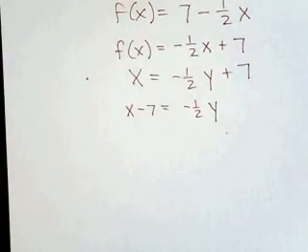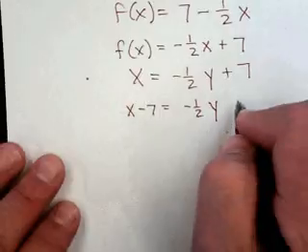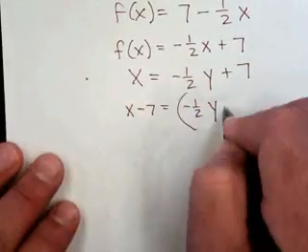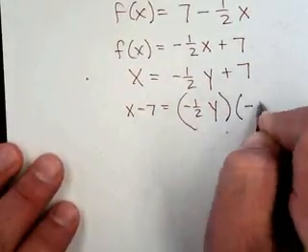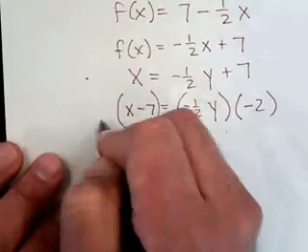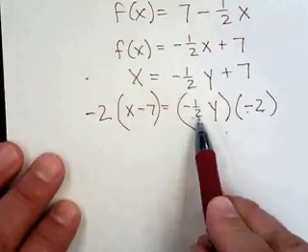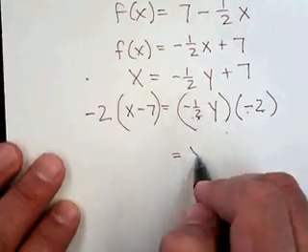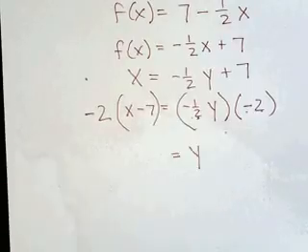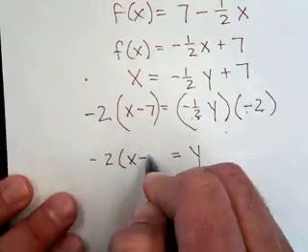All right? Now that we have the x and y switched, you can see that we're going to subtract 7 from both sides and then multiply both sides by negative 2. If you're wondering why I'm doing that, when you multiply by negative 2 times negative 1/2, you end up with 1y, and that's what we want. We want to get y by itself.